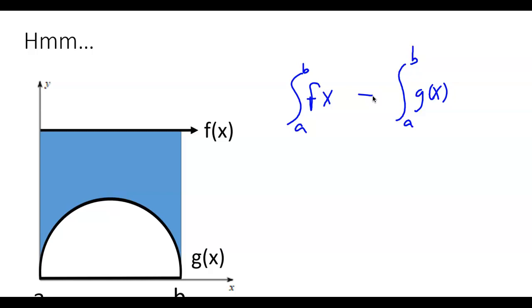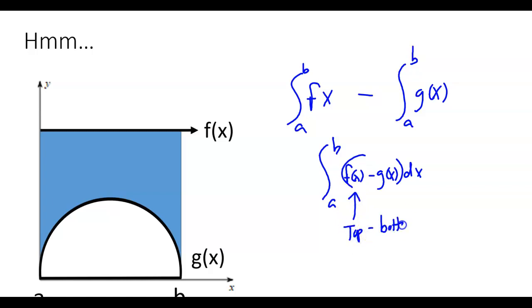Now, we could use our properties and put these together as a single integral, like this, as well. So basically, the way that you find the area between two curves is by starting with the function that's on top and subtracting from it the function that's on the bottom. And you just go from whatever endpoints you need to. And that will tell you the area between the curves.